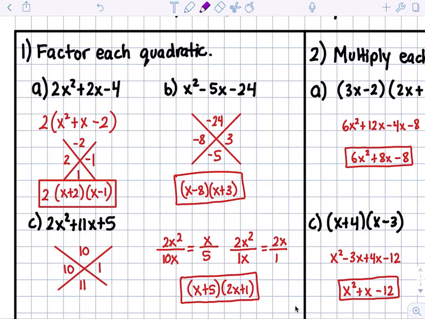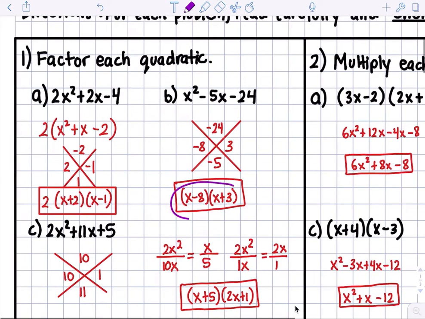Okay, B. Well, we factor out this, so a times c is negative 24. And then the b term is just negative 5. So what two things multiply to negative 24, but when added gives you negative 5, and that's negative 8 and 3. And since this a value is 1, those are our factors, so x minus 8 times x plus 3.